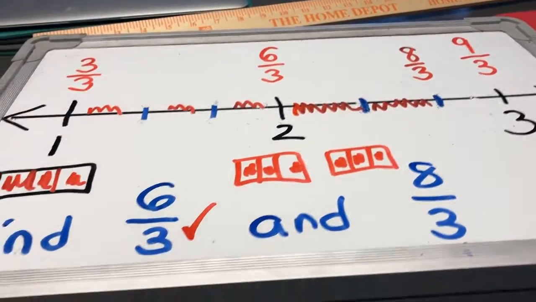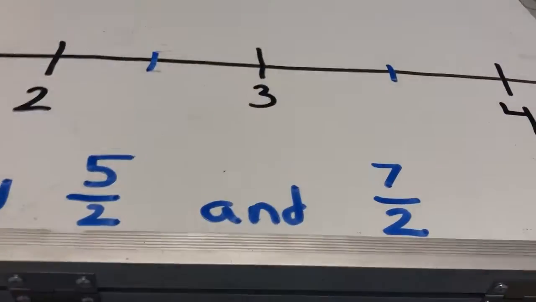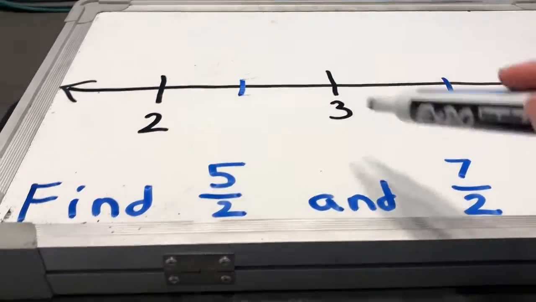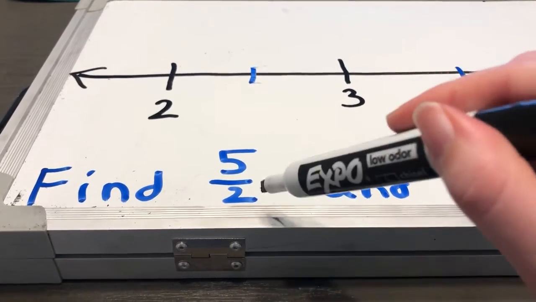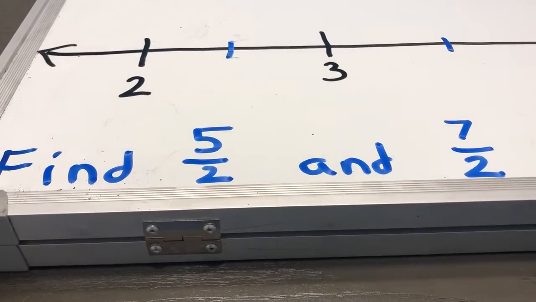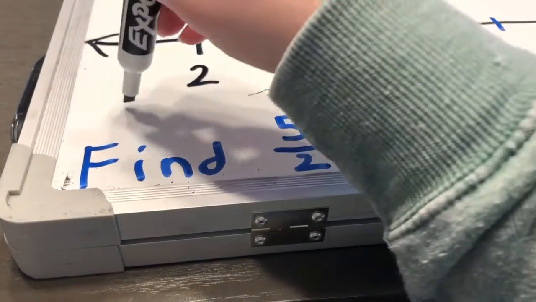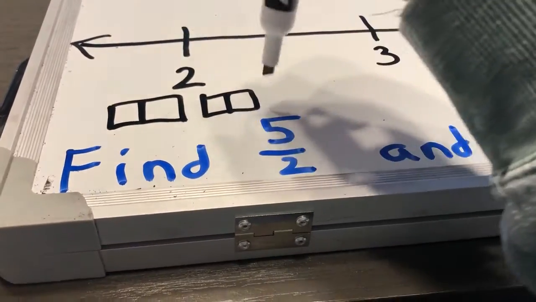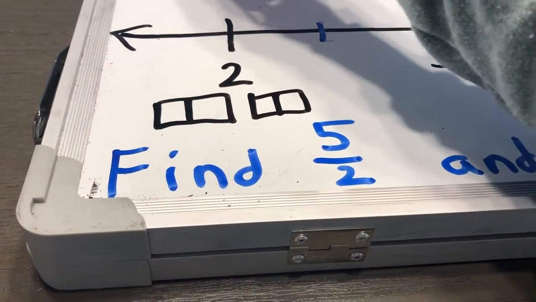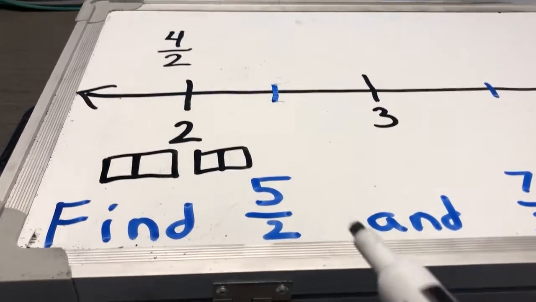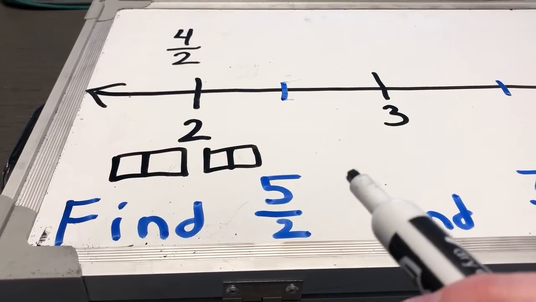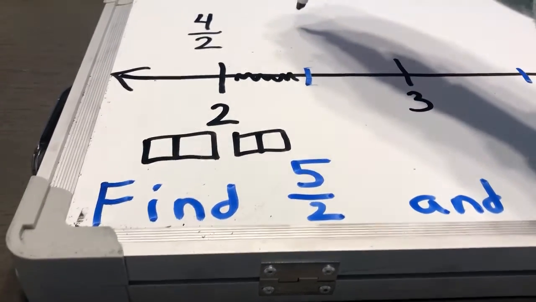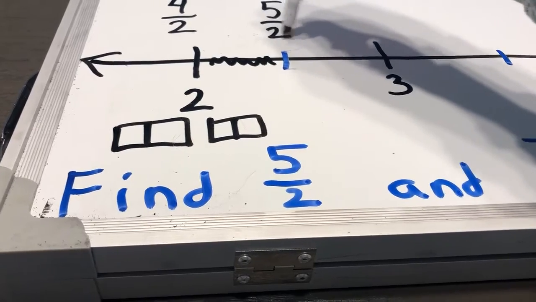Okay, real quick, this is how you would do it on another number line. We have to find 5 halves and 7 halves. So I like to think how many halves we have in 2 wholes. And I see we have 1, 2, 3, 4 halves. Now I remember that we have to find 5 halves. And if we have 4 halves here, 1 more half gives us 5.